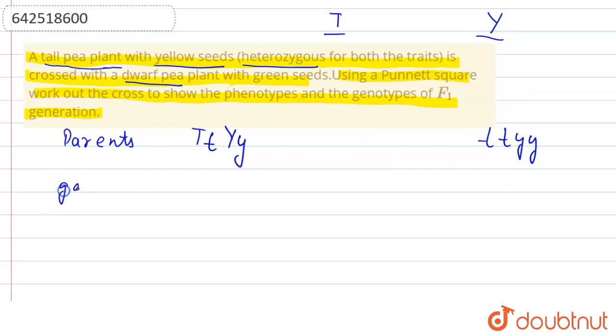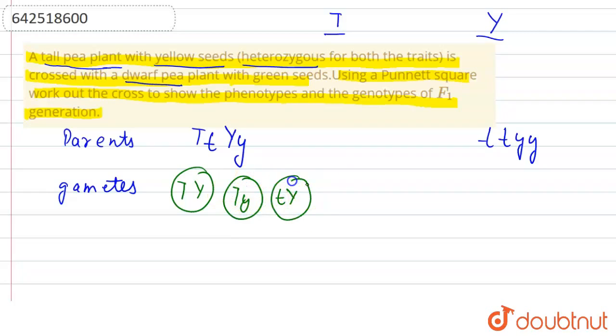Now we have to make the gametes here. So the gametes for the following will be, we have 4 kinds of gametes here. In case of this parent, it will be these, and here will be the gamete which is small t and small y here, right?